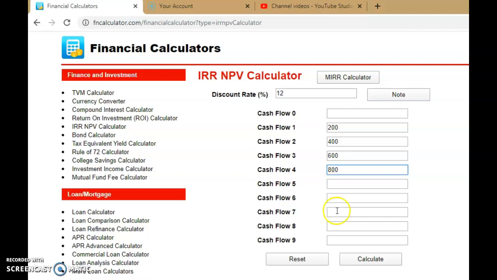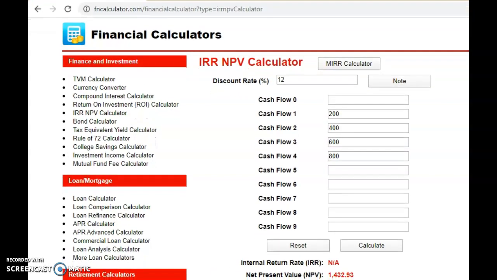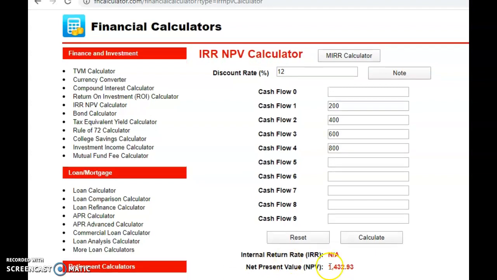And then what you do is you just click on calculate. You will not be able to see this here. Let me just drag this below. So you can see it. Now you get this value. Net present value is 1432.93. Net present value is actually present value.